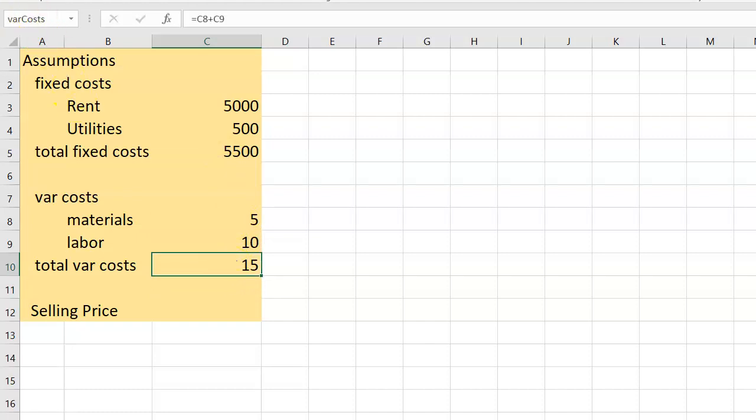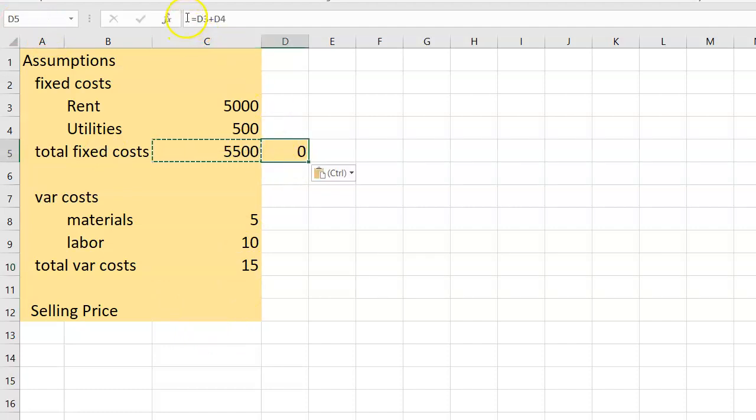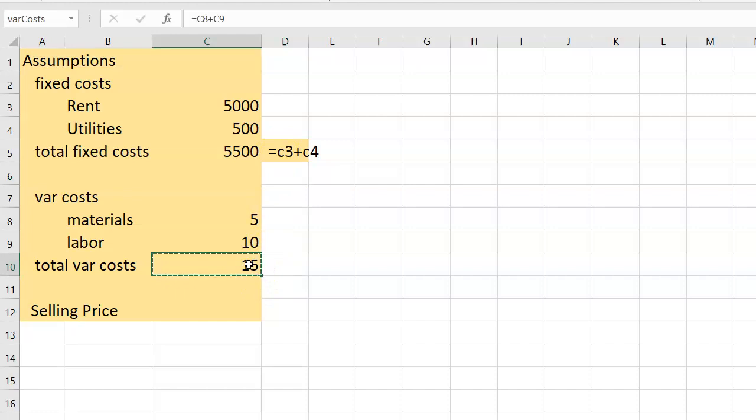And again, I've named it variable costs. Just so you can see this, let's do this again. And those are really C's, so make sure you know that. Okay. That's that formula. And this formula looks just like that. And that's a C. And that's a C. All right, so that's how I get those.